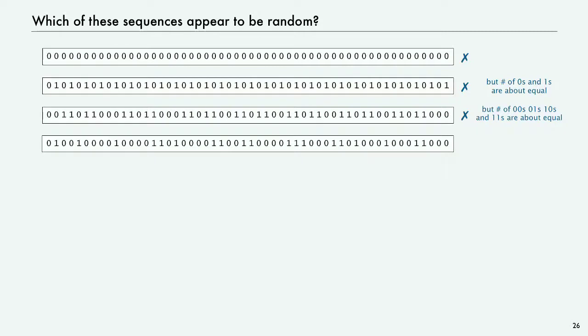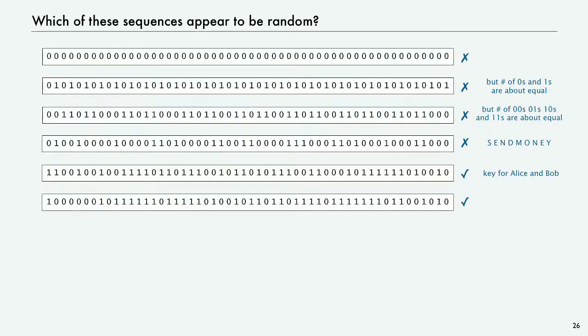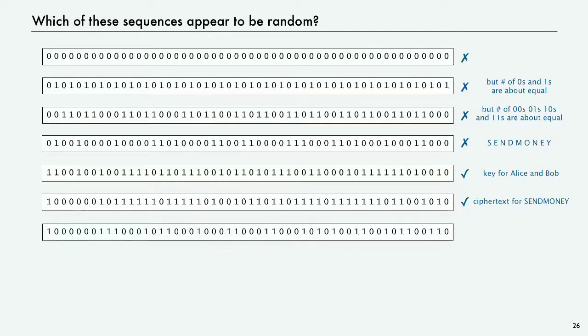What about that one? Does that appear to be random? Nope, that's our encoding of send money. That's not random, that's our message. What about that one? Does that appear to be random? Well, that's the key that we gave Alice and Bob, and we generated that actually from the method that we're going to talk about. What about that one? Well, that's the ciphertext that our XOR machine generated. And our claim is that Alice is not going to have trouble telling the difference between that and a random stream.